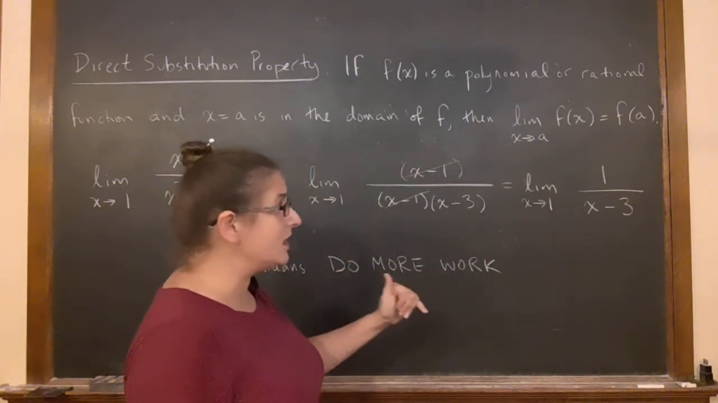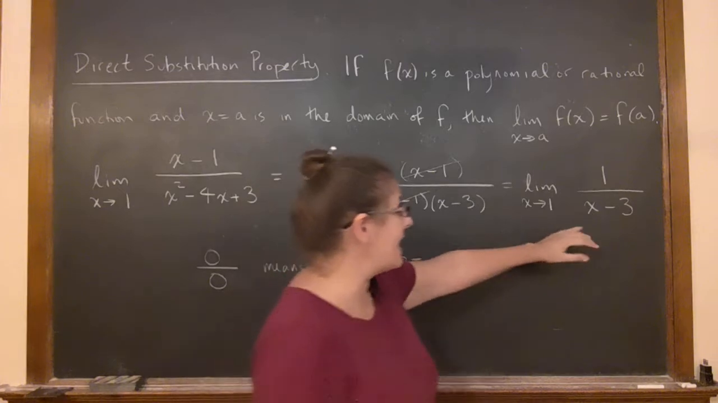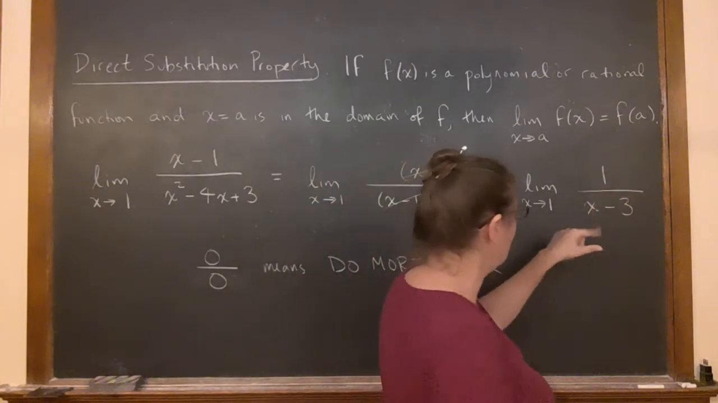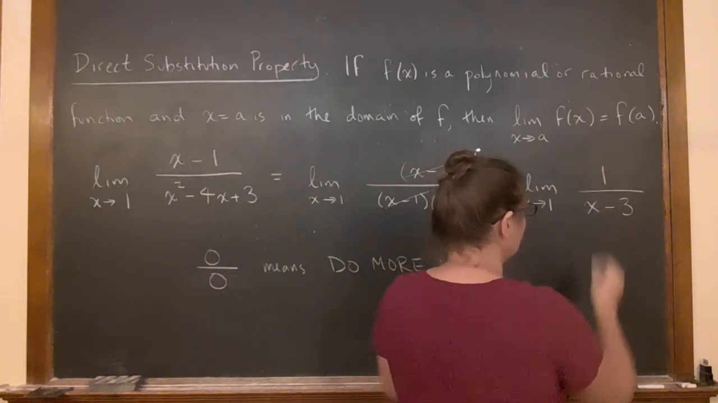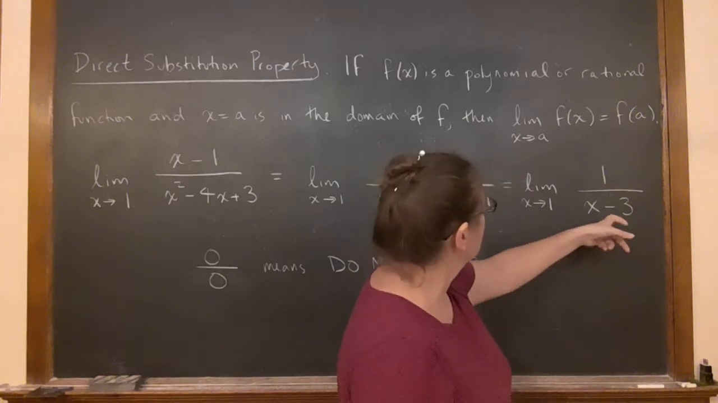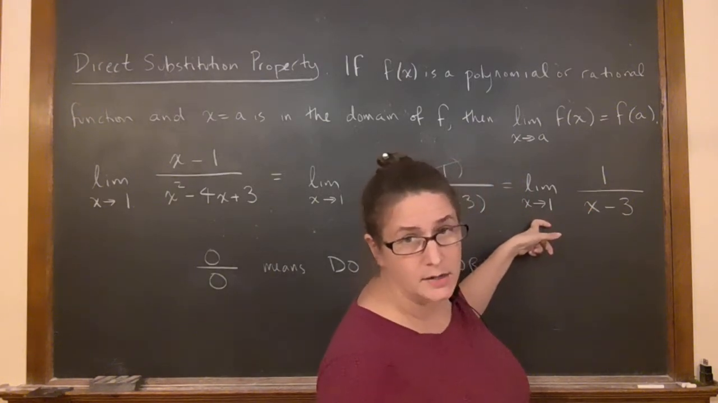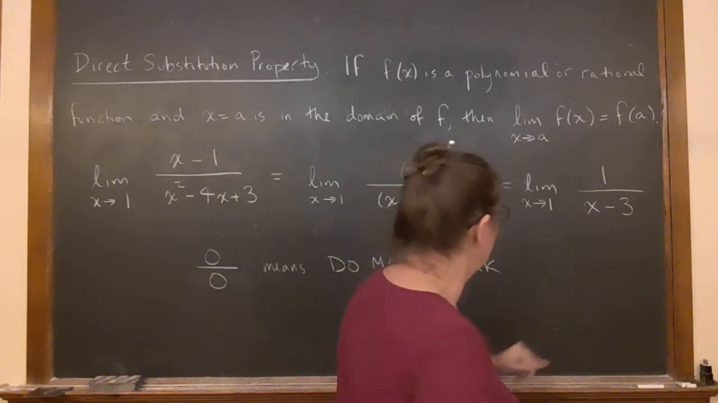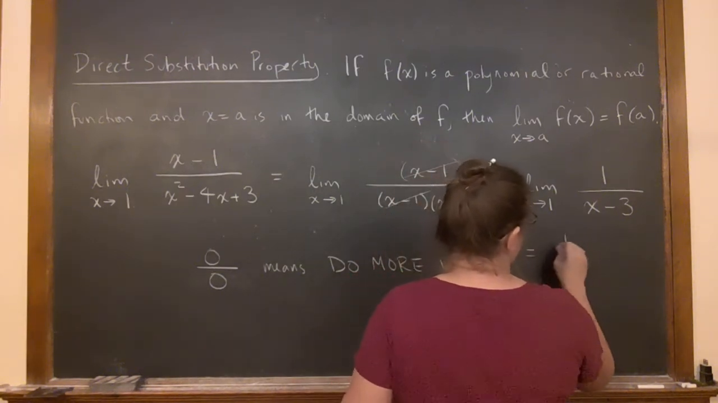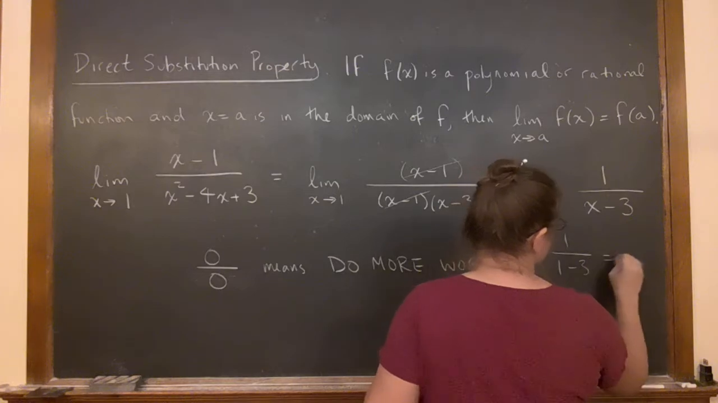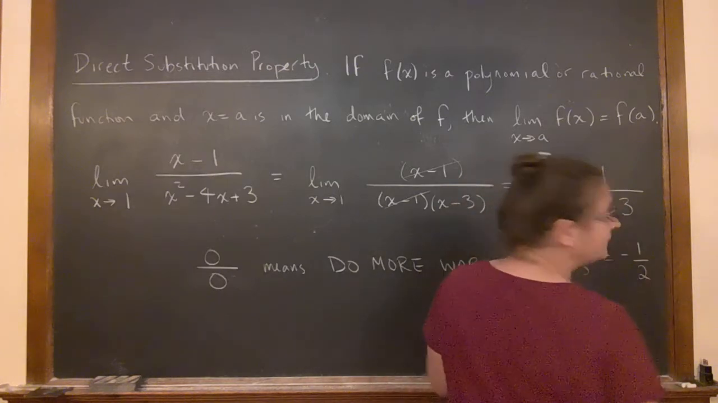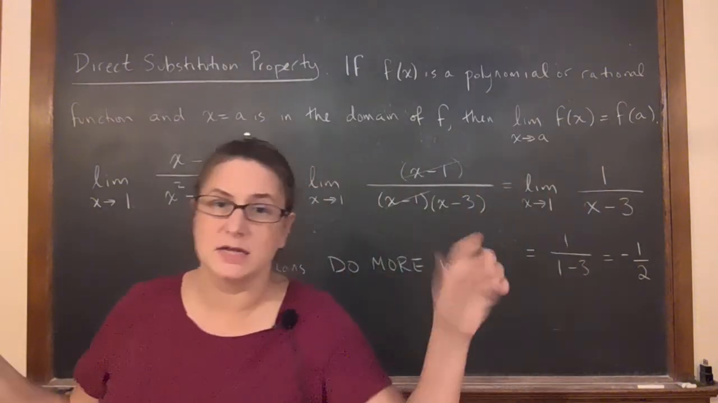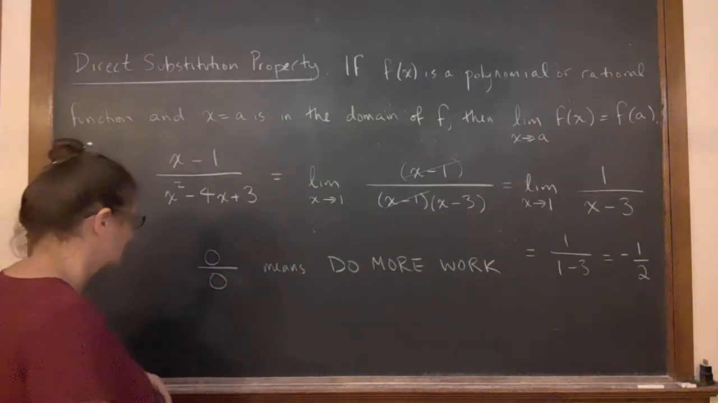And now all I need to do, now I'm okay, because my new form here is a function which has no problems at 1. All I need to do is stuff in the 1. So I get my answer. Which, if you remember, is the right answer, right? Because that's where that little hole was. Okay?